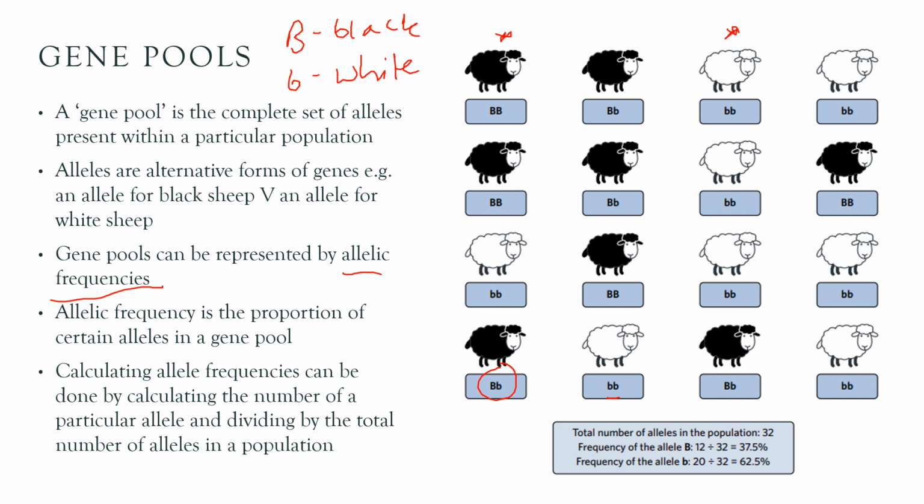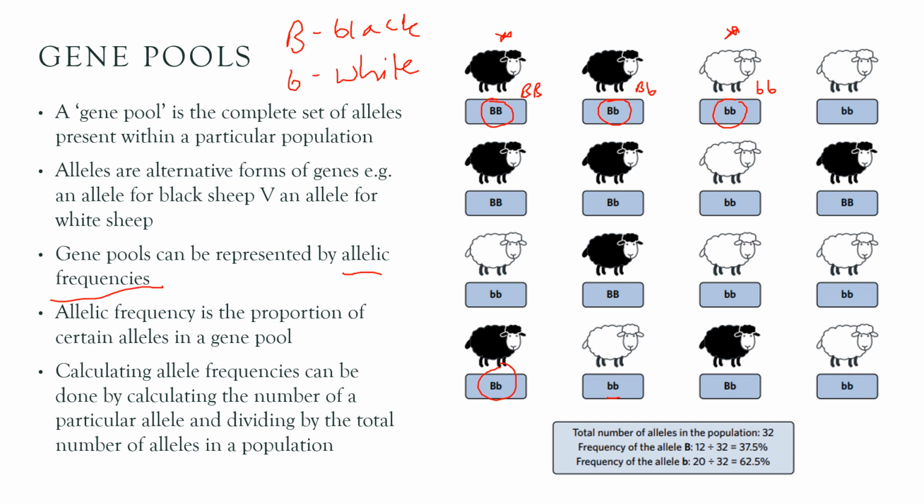So you can see here that we have got three different scenarios for this sheep population. We've got black sheep that are homozygous dominant, so they've got two black alleles. We've got black sheep that are heterozygous, where they have one black allele and one white allele. And then we also have sheep that are homozygous recessive, and they are our white sheep. So basically all you need to do to calculate allele frequencies is you just count the number of alleles, you divide it by the total population.